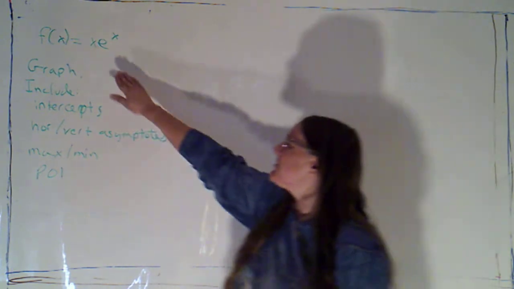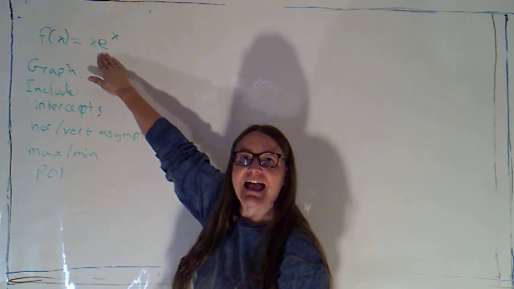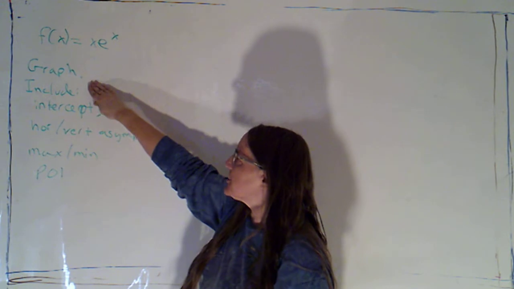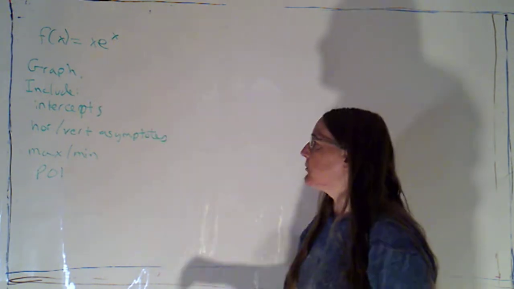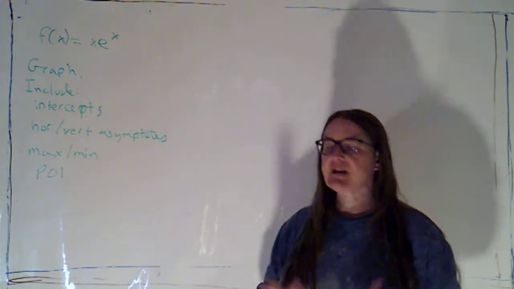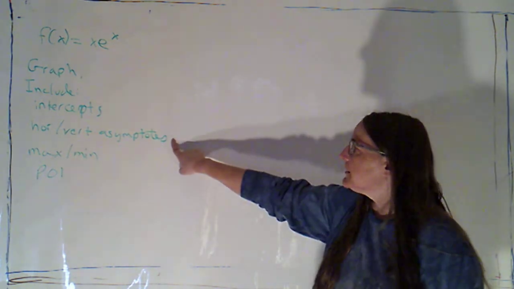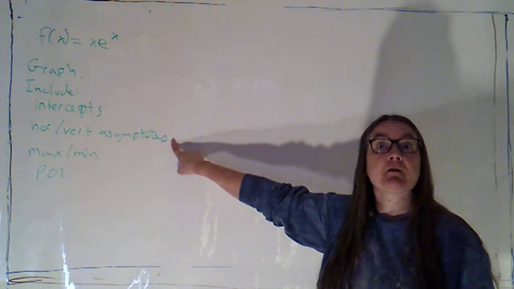As promised, we're here to graph a function. So I've given us the function f of x equals x e to the x, and I've asked us to graph it including all of the following. Intercepts, so that means x and y intercepts. Horizontal and vertical asymptotes, if there are any.